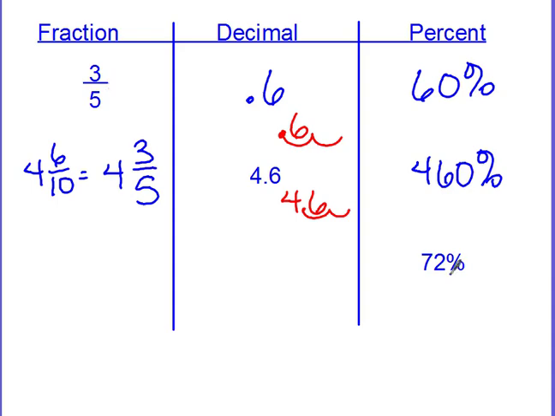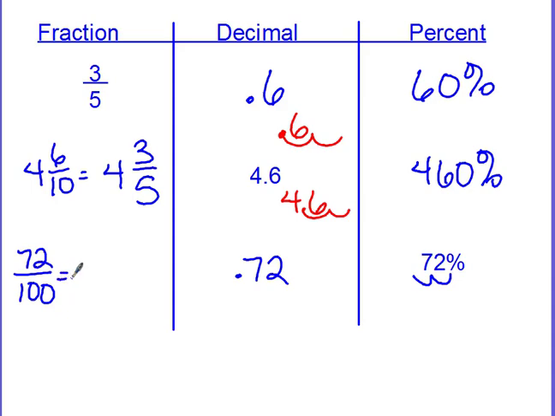72%, we find the decimal, we move the decimal 2 places to the left. This becomes 0.72, which will then give me as a fraction 72 hundredths, or 72 out of 100, which is what the percentage means. So 72 over 100, and then we simplify that.